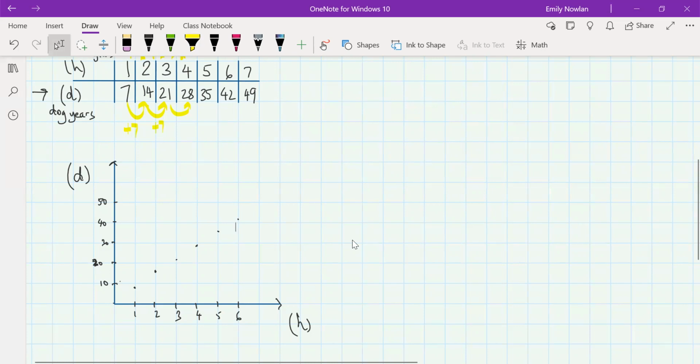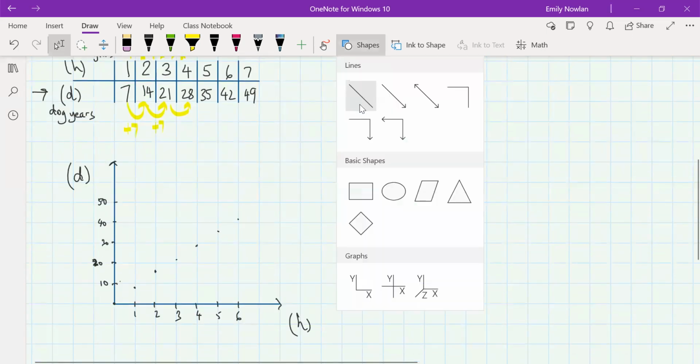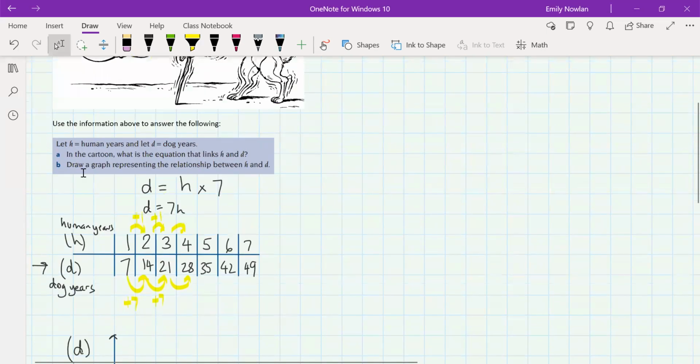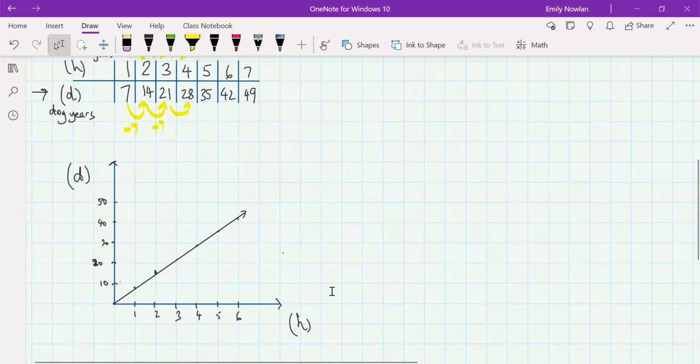What's going to happen here at 0? It's 0 human years, it's 0 dog years. So we're starting right there from the middle. I'm going to see if I can draw this with a straight line. You guys can use a ruler, and yep, this works quite well. I get a straight line. Even a look at that, the line's going to keep going. So maybe that should have been a point more there and there. Okay, and there we have it. I've answered part B. I've drawn the graph representing the relationship between the human years and dog years. There we go.